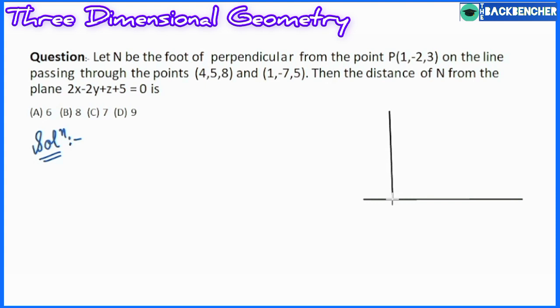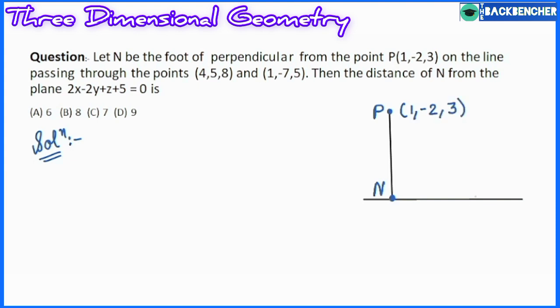So let N be the foot of the perpendicular from the point P. There are 2 points. The first is point P and the other is N, which is the foot of the perpendicular on another line whose 2 points are already given in the question. So let's draw that. We have drawn 2 lines. This is the foot of the perpendicular, whose coordinates we don't know and have to calculate first, and its name is N. And that is P, whose coordinates are given in the question. You can write it here: (1, -2, 3).